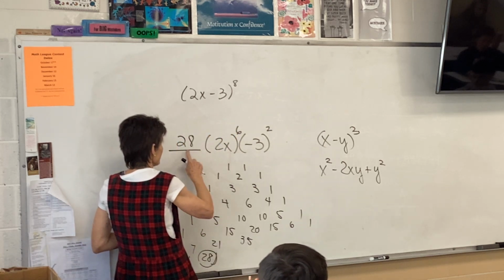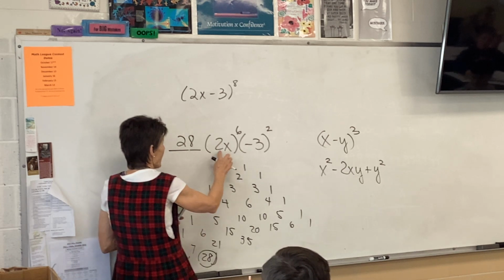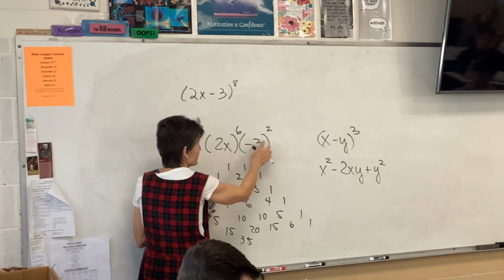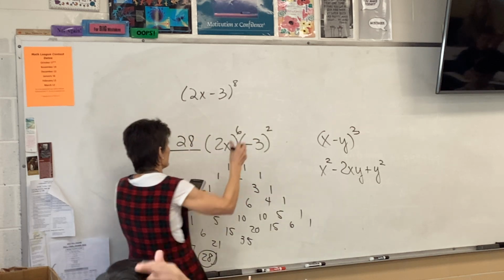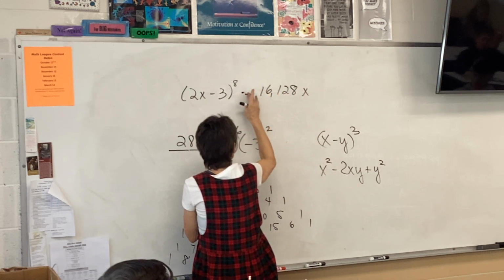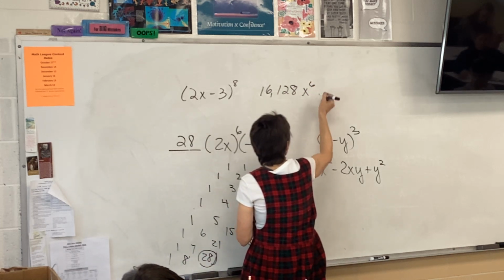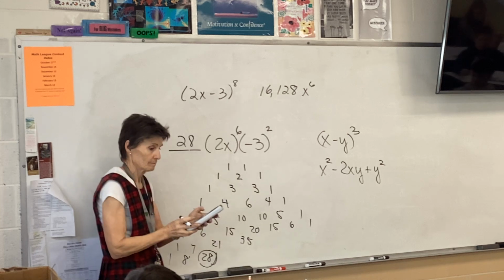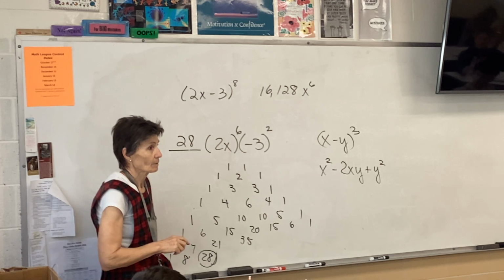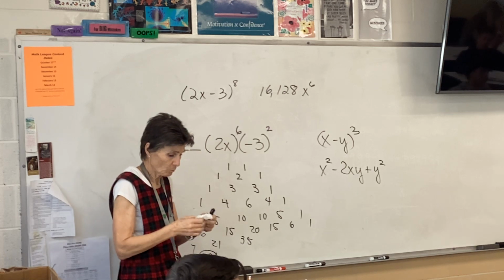So keep in mind, this is multiplication. So it's 28 times 64 times 9. So it's 16,128. Well, no, that's not equals, but the third term would be 16,128 x to the 6th. Oh, that's it. Okay? Everybody got that? All right, let's do one more. One more.